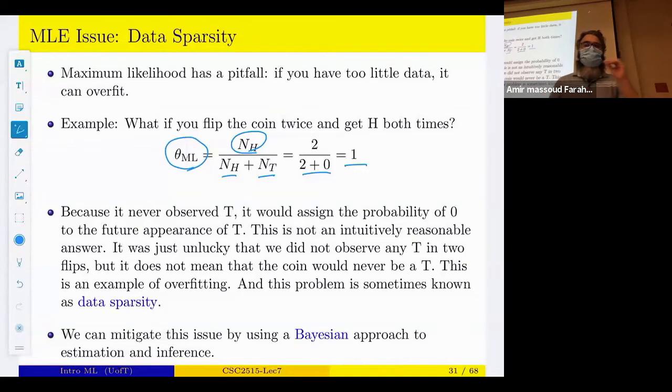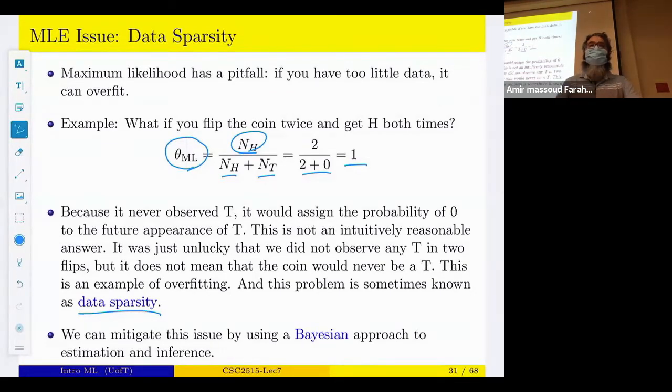I mean, having 2 heads, even for a fair coin, is not unusual. There's a small probability, but not actually too small. But saying with certainty that the probability of having tail or head is 1 is just a bit too much. So this is an issue called data sparsity, that we don't have enough data to have a high confidence estimate of our parameters. This happens when we don't have enough data.